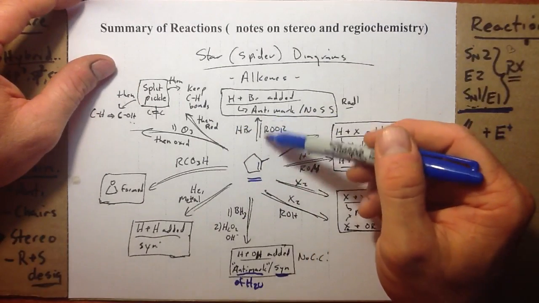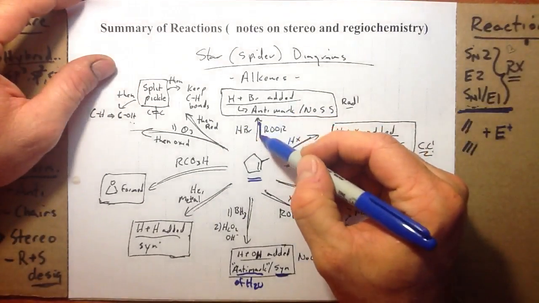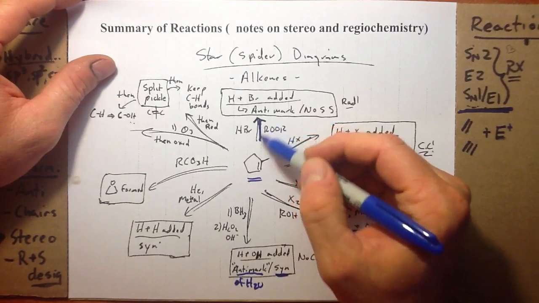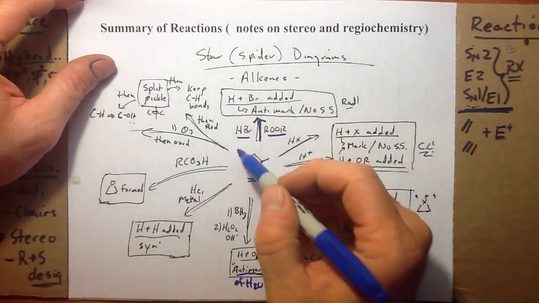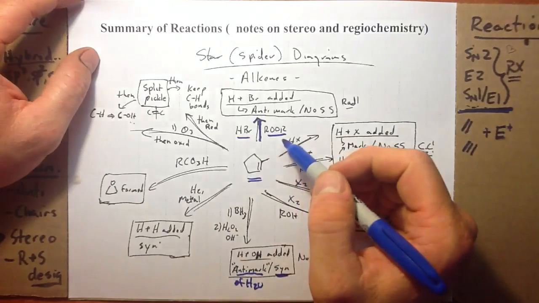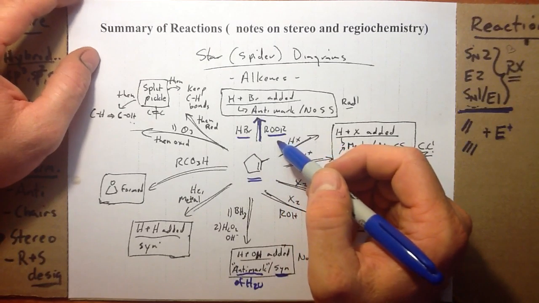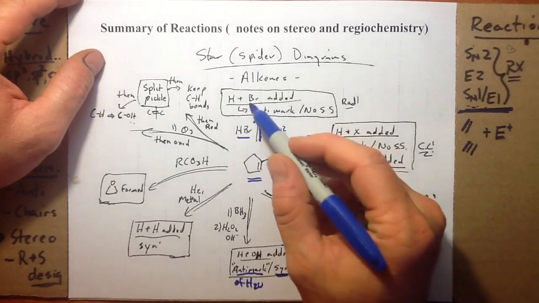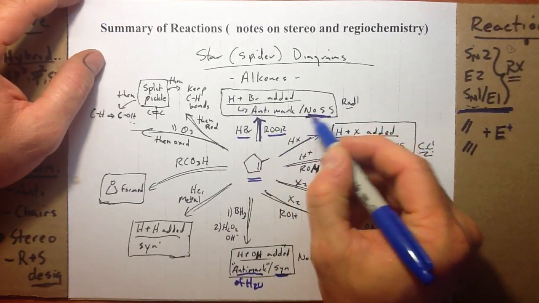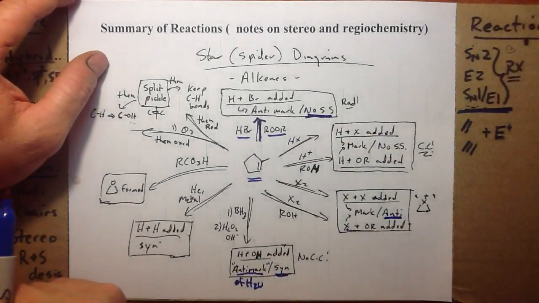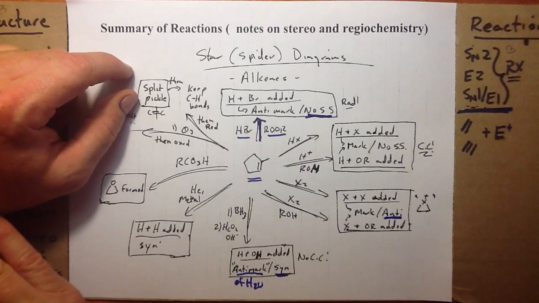And the last one we briefly discussed in the first presentation was the radical reaction. If HBr is used specifically with peroxides, we have an anti-Markovnikov addition of H and Br with no stereoselectivity. And it was our one radical reaction.